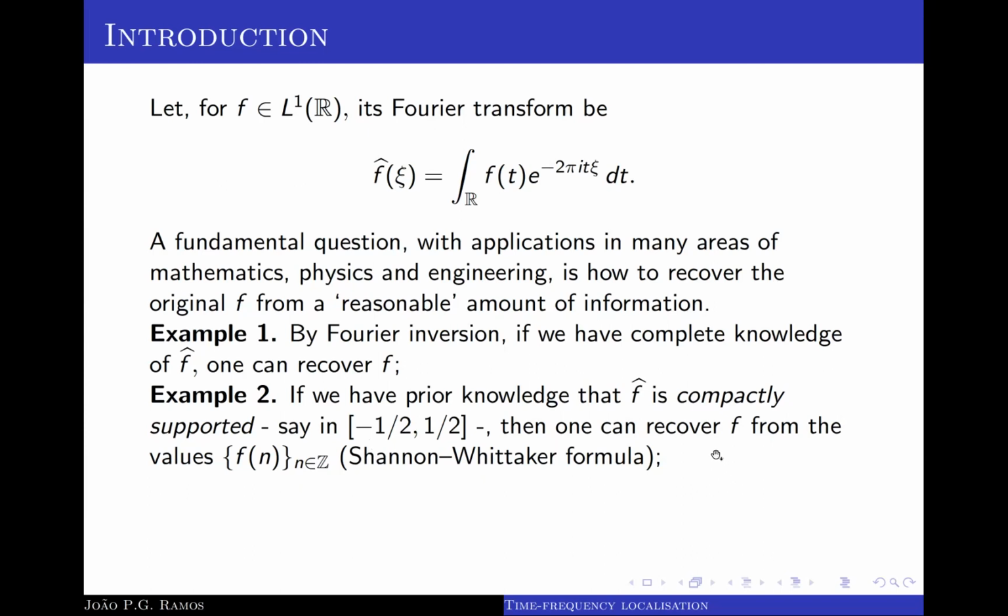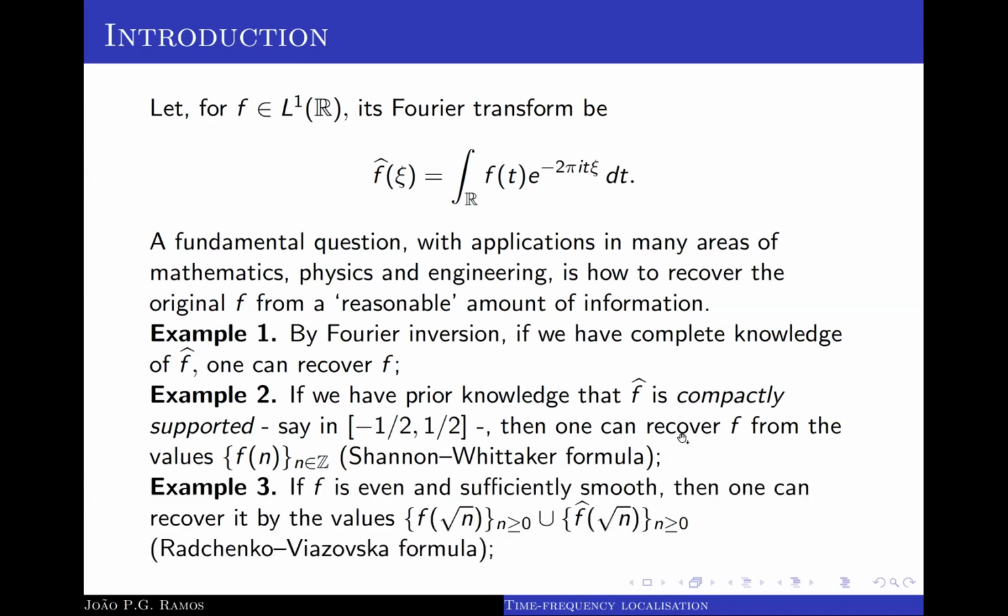The third example is actually a very recent topic, one that I'm very fond of, which is, if f is even and actually belongs to the Schwartz class, then we can recover f from its values at root of n and the values of its Fourier transform at root of n. This was proven by Danylo Radchenko and Maryna Viazovska a couple of years ago. Its proof is very beautiful. It's a consequence of the circle of techniques that arises from the sphere packing problem, but that's a story for another time.